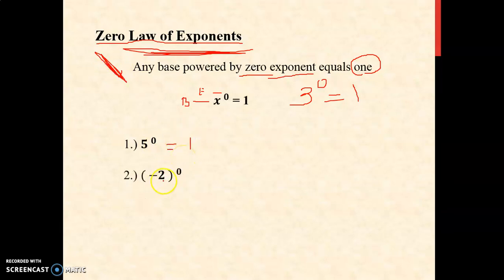Number 2, negative 2 raised to 0. Okay, take a look at this one. It is being enclosed by open and close parentheses. Therefore, that is equal to 1.